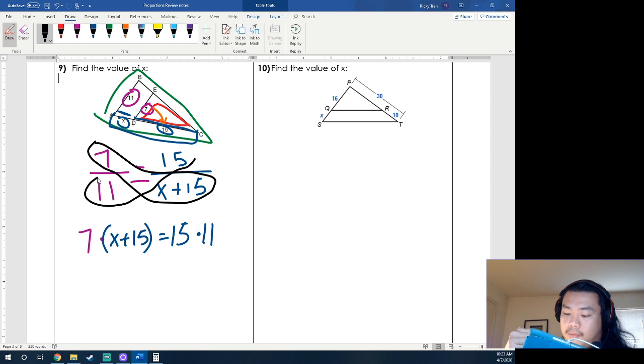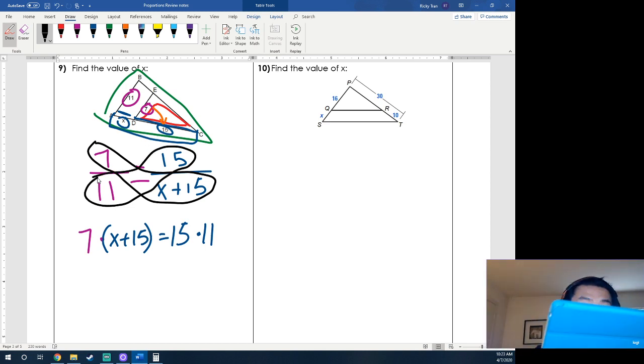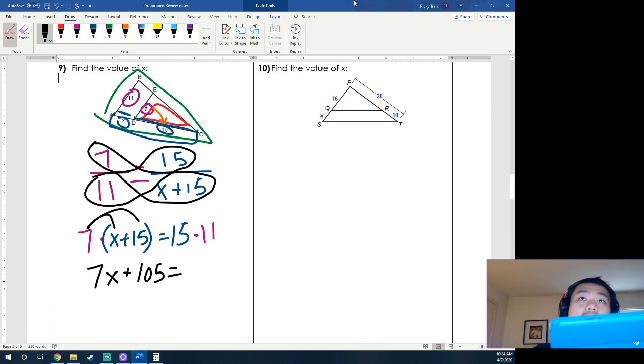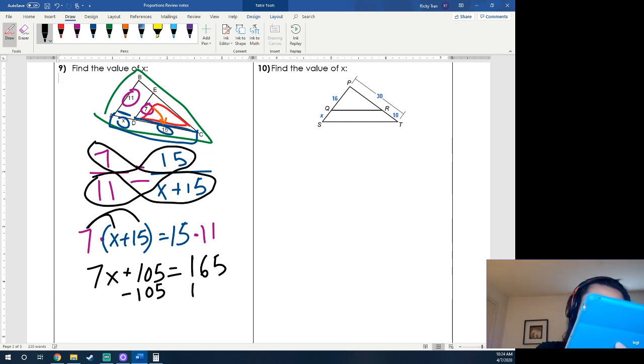All right, so here we have to distribute. We have 7 times x, or 7x, and then we have 7 times 15, positive 15, so it's going to be 105, which is equal to 15 times 11, or 165. Okay, subtract 105 from both sides. We're left with 7x is equal to 60.